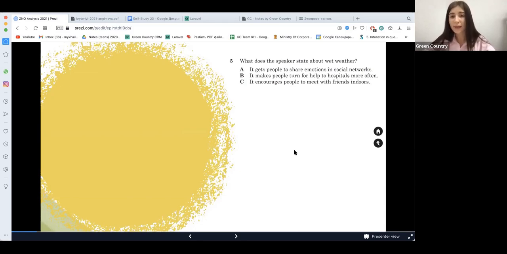What about option A? It gets people to share emotions in social networks. Talking about the keywords, we can underline share emotions, social networks. And the word it, because he or she might talk about people who can encourage and so on. Option B, it makes people volunteer to help in hospitals often. Also one of the most important keywords here. And the last option, it encourages to meet with friends indoors. So you need to listen carefully because the speaker will mention basically everything here. Let's listen and try to give the correct answer.